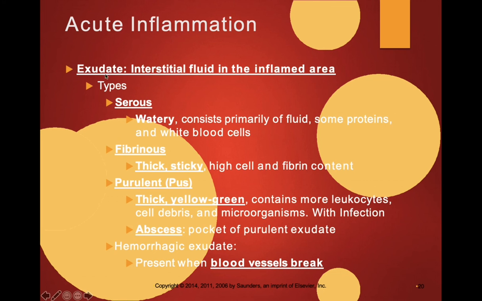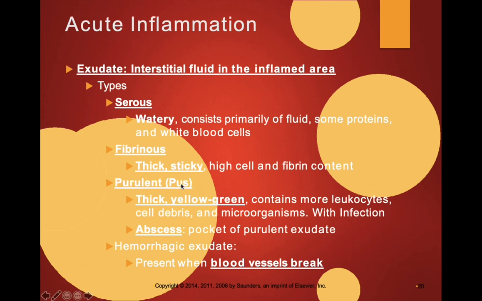Now, we saw that word exudate a little bit earlier. That's the interstitial fluid that was pulled into that area that was inflamed. There's different types of exudate, right? Serous, fibrinous, purulent, and hemorrhagic. Serous exudate is a little bit more watery, consists primarily of fluid, some proteins, and some white blood cells. The fibrinous is thick. It's thick and sticky. Okay? There's a lot of fibrin in the area, which is designed for clotting.